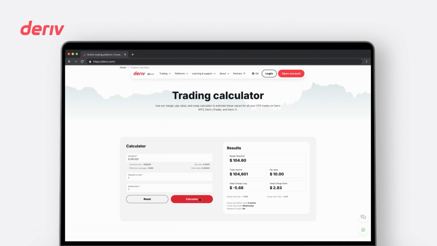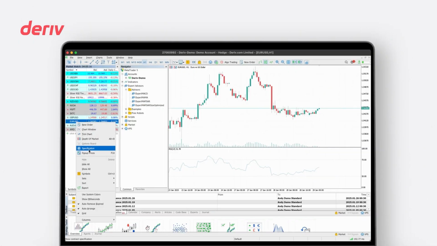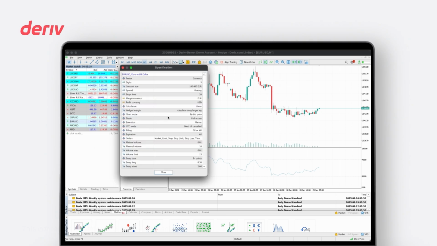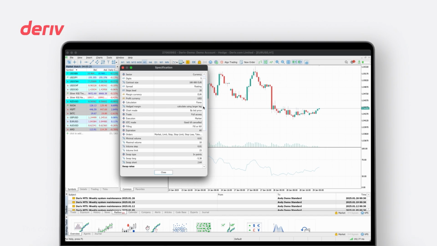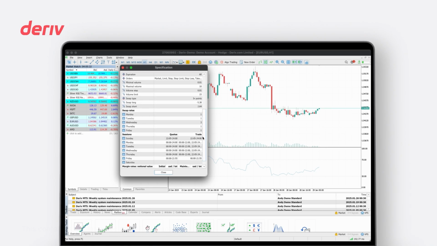For detailed market information, don't forget to check the symbol specification section in your trading platform, Deriv MT5, CTrader, or DerivX, where you'll find comprehensive details tailored to the symbol you want to review. To ensure you're always trading with the most accurate information, refer to the symbol specification section in your trading platform. While you can find general specifications on our website, your trading platform provides the most up-to-date information.